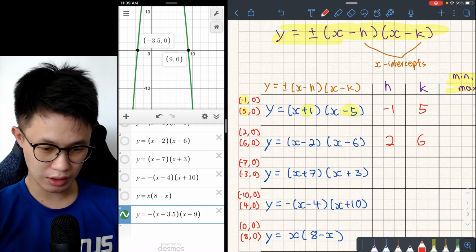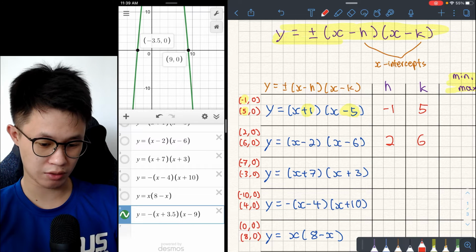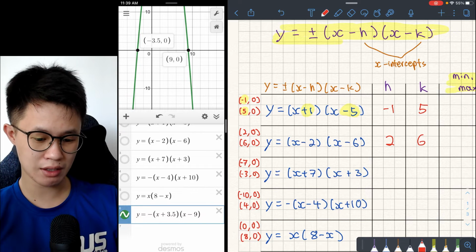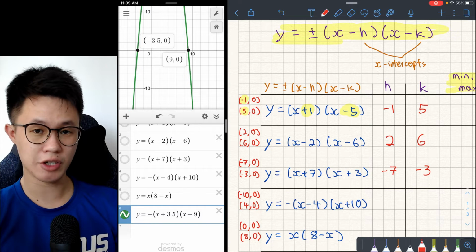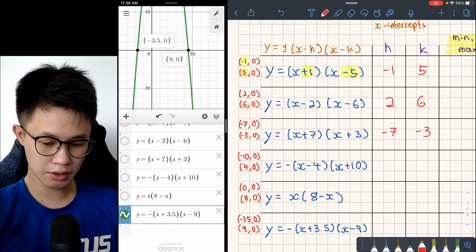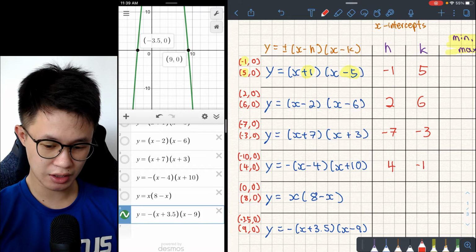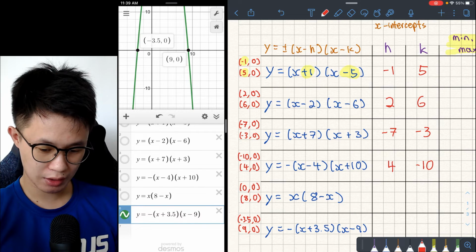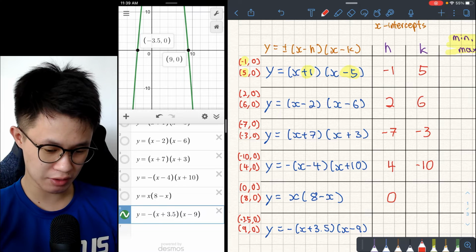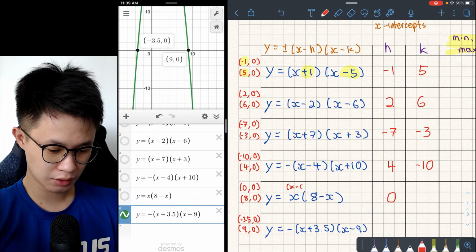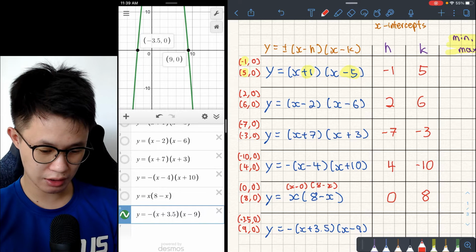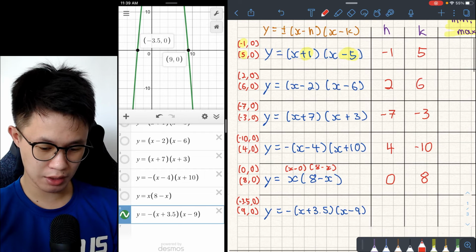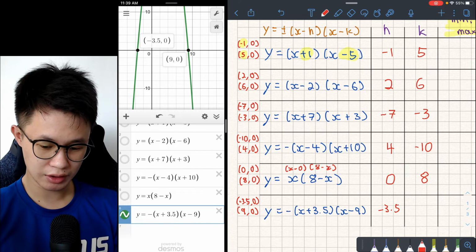For the third one, in comparison with the original equation, if I make this x minus, it will be x minus -7 and x minus -3. Subsequently, this will be 4 and -10, and this will be 0. Why is that 0? Actually, this can be written as (x minus 0)(8 minus x). So it is 0 and 8, and this would be -3.5 and 9.